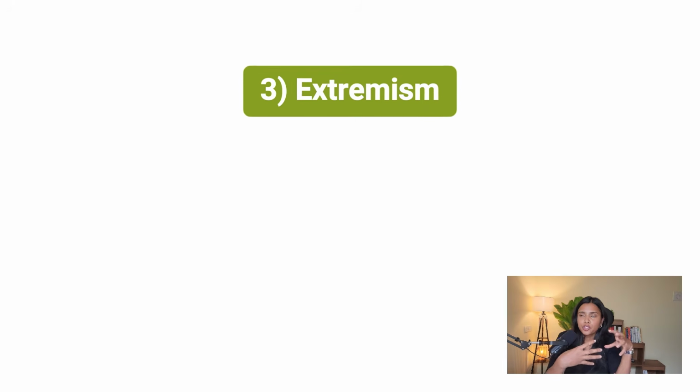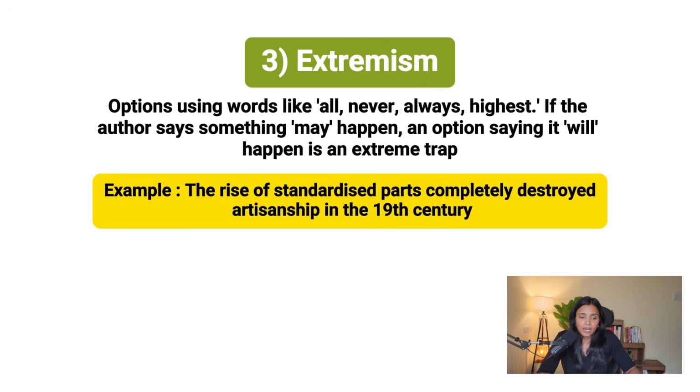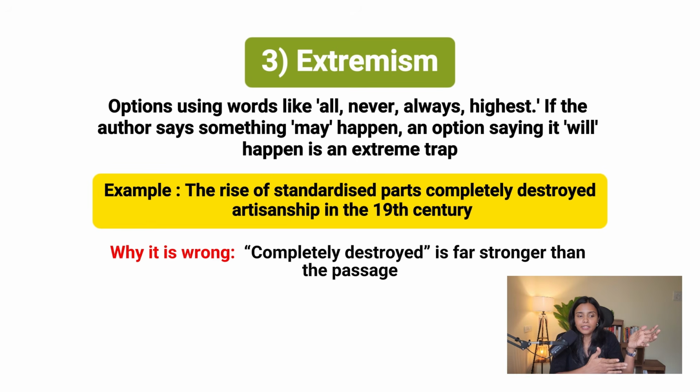The next method is extremism, and extremism is not just important in RCs, but also very useful in verbal ability questions where you have to maybe summarize a passage. Here there are words like all, never, forever, highest, even though the author says something like may happen or is good. So a superlative is used. The example could be: the rise of standardized parts completely destroyed the artisanship in the 19th century. This option is wrong because the author never said completely destroyed. That's far too strong for that line.